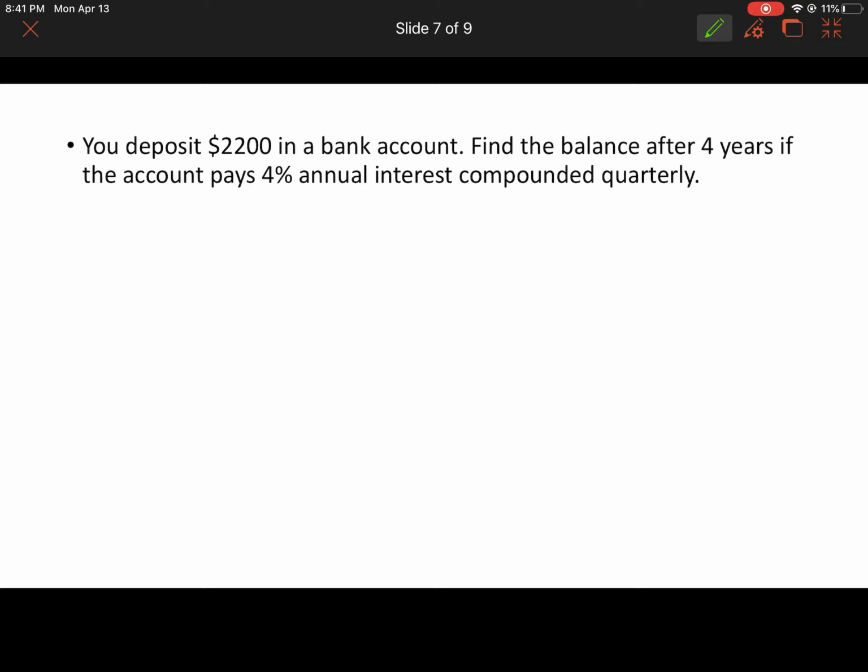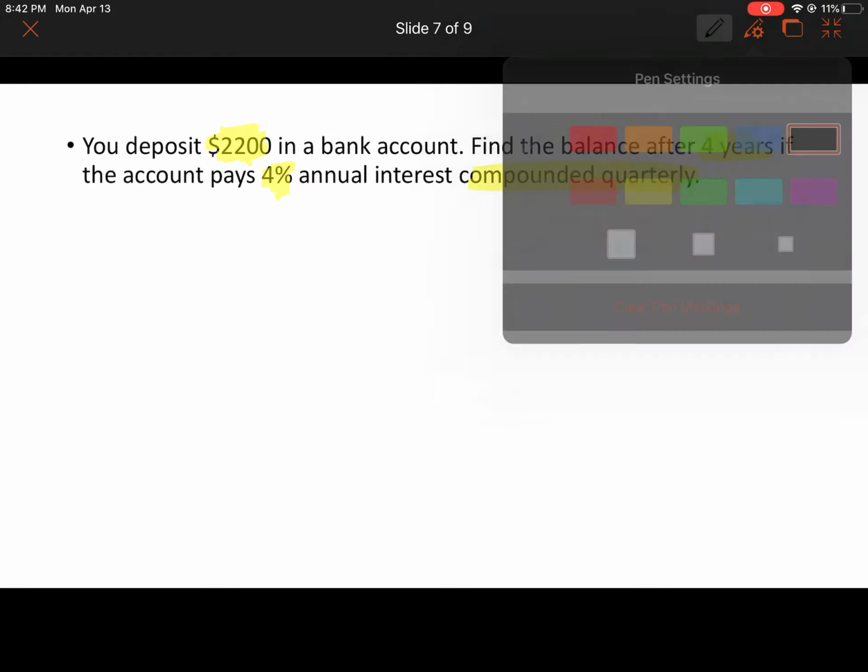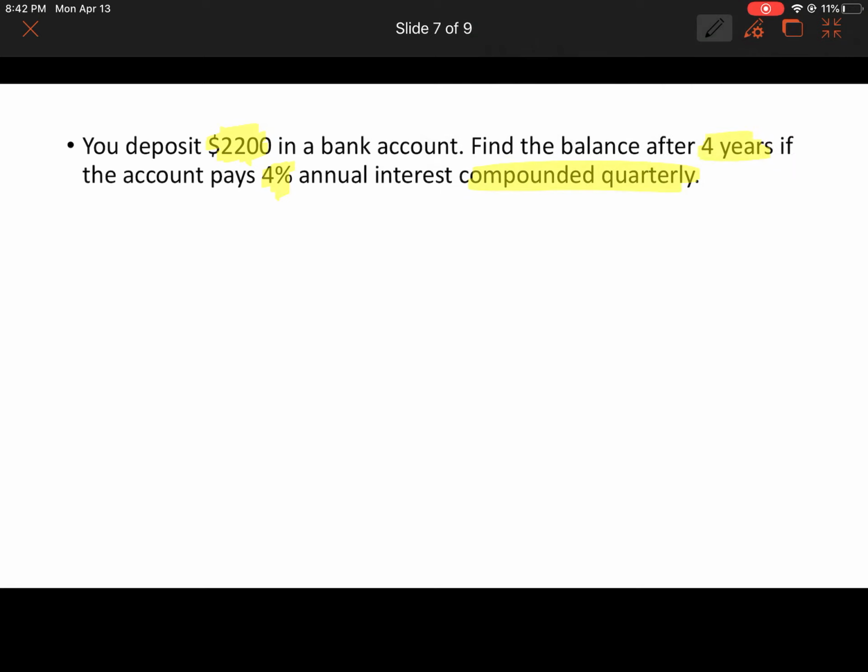Let's say you deposit $2,200 into a bank account. They want you to find the balance after 4 years if your account pays 4% annual interest rate compounded quarterly. So $2,200. They want you to do this for 4 years. It pays 4%, and it's compounded quarterly. Important words right there.